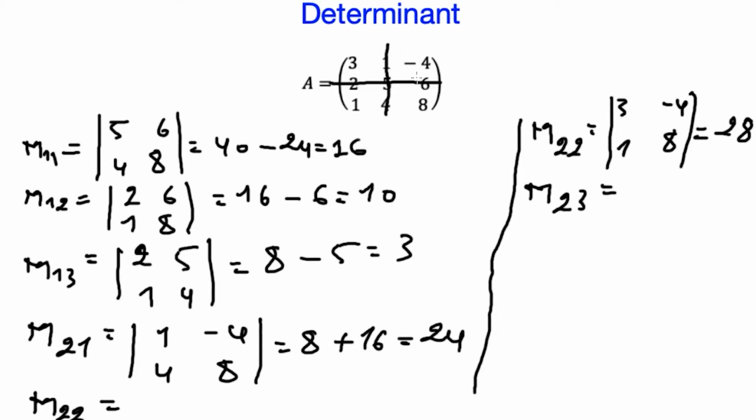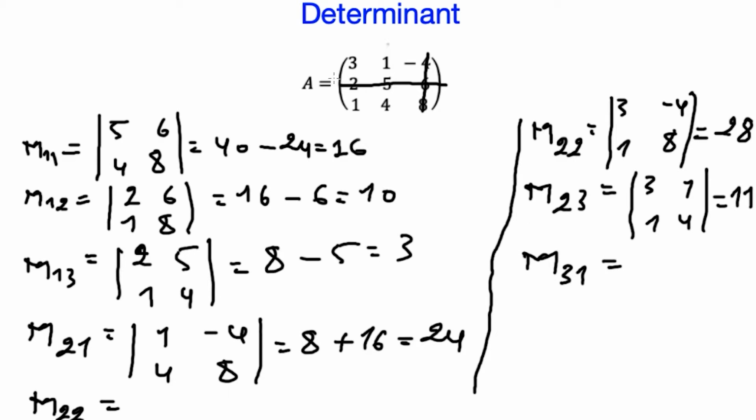And M23, which is for this entry here, so I will delete this row and this column, and it is this matrix 3, 1, 1, 4, which equals 3 times 4 is 12, minus 1 is 11. And M31, which is this entry here, so I will delete this row and this column, and it will be 1, 5, minus 4, 6, which equals 6, minus minus will be plus, so 6 plus 20 is 26.